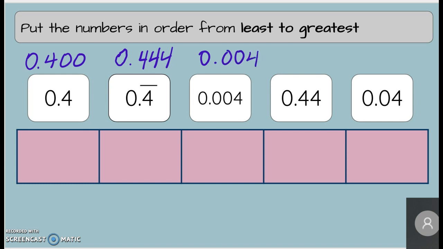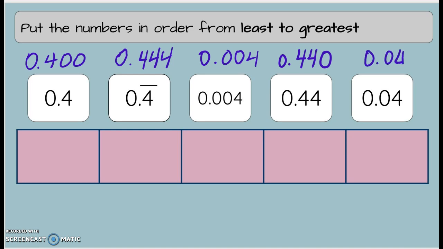Okay, my third number already had 3 digits after the decimal. So I'm just going to rewrite 0.004. The next number had 2 digits after the decimal. Again, I want it to be 3, so I'm going to add a 0. Same with the last one. I had 2 digits, and I would like 3. So now I can just read these numbers and decide which is the smallest and which is the biggest.